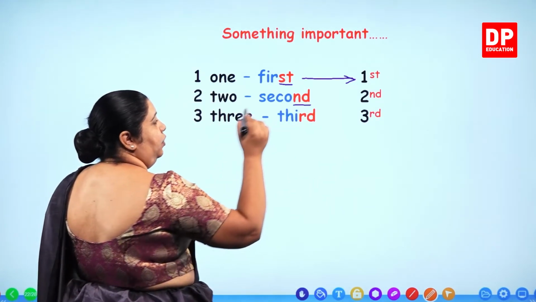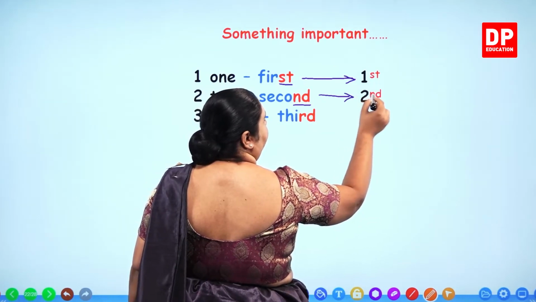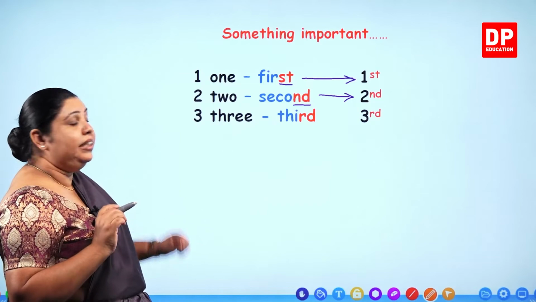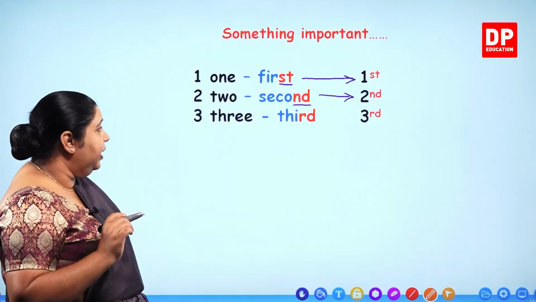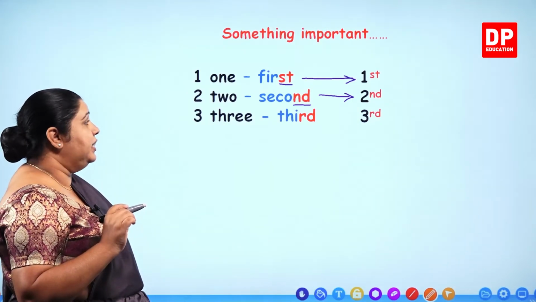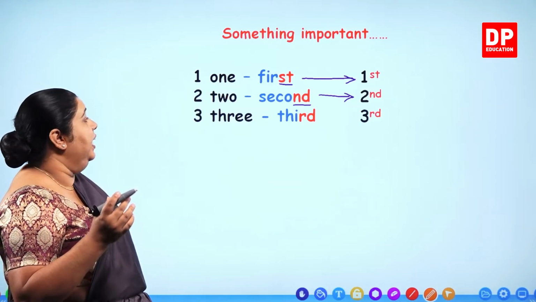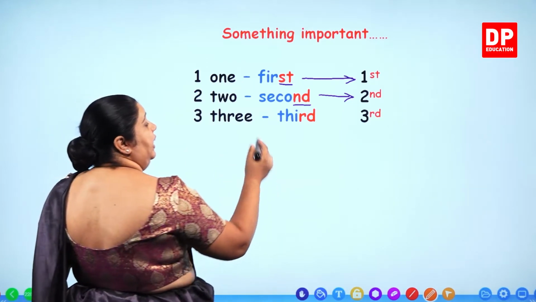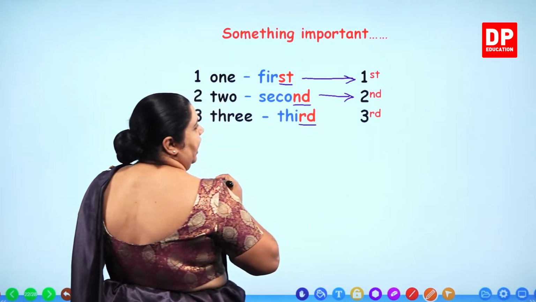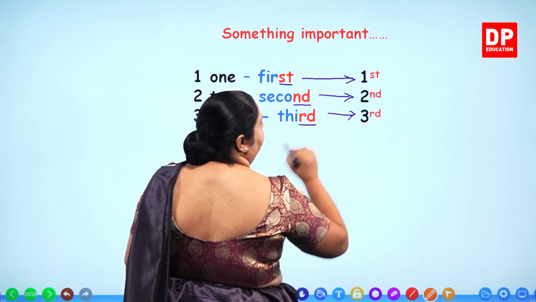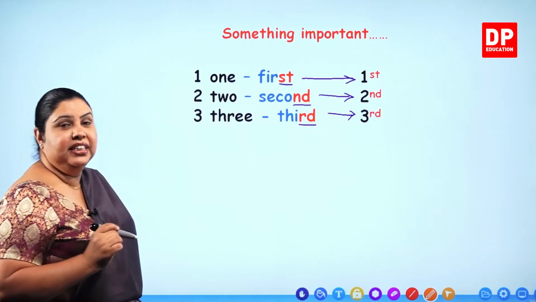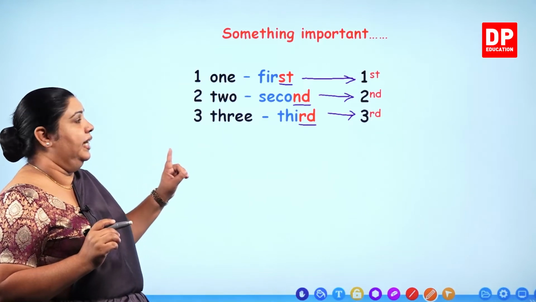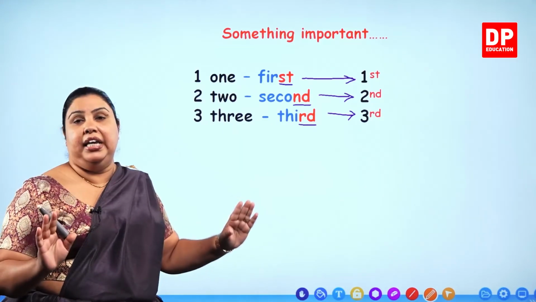Second and then you write number 2 and you write N and D and say second. Number 3. Number 3, the same way, we don't use the word three, but we say third, T-H-I-R-D, and then we write number 3 and R-D. First, second and third. Okay, so first, second and third, 1, 2, 3 is very important.